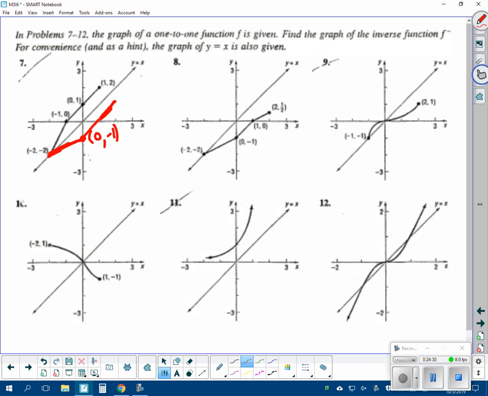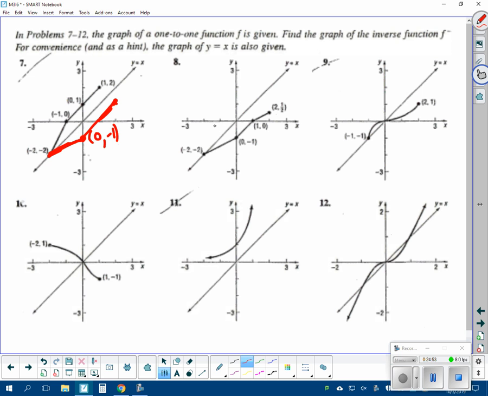It's always y equals x. So anytime you are finding the graph of the inverse, you always reflect it across y equals x. That's why that's drawn on all of these. I don't think you need tracing paper. If you really want to use it, you may, but okay. All right, so let's look at number 8.